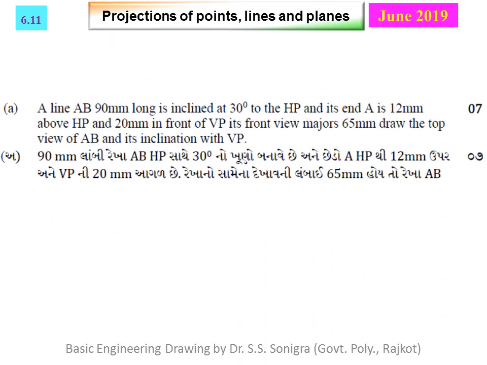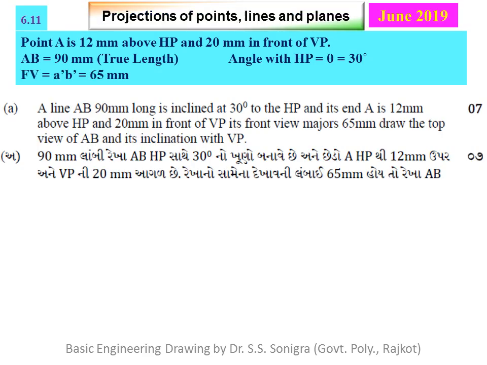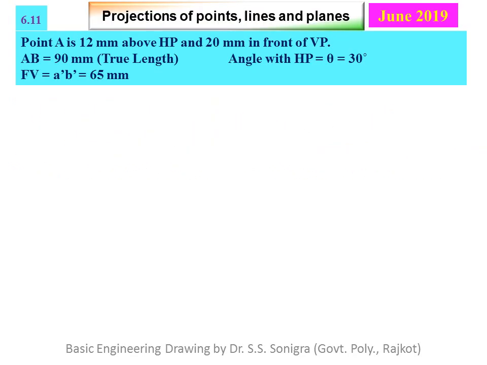Next problem from June 2019, question 2, asked for 7 marks. The data is given like this. Point A is 12 mm above HP and 20 mm in front of VP. True length of line AB is given, that is 90 mm. Angle with horizontal plane, theta, is given as 30 degree. Front view, that is A dash B dash, is given as 65 mm.